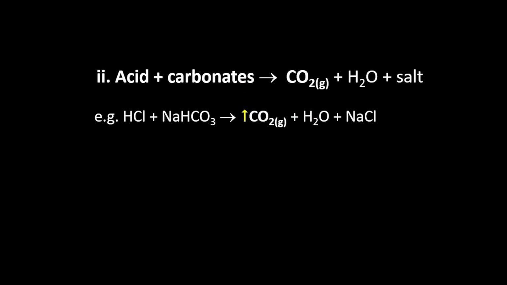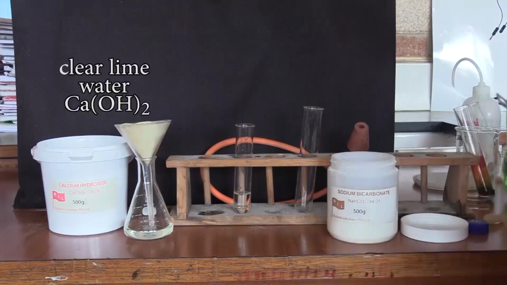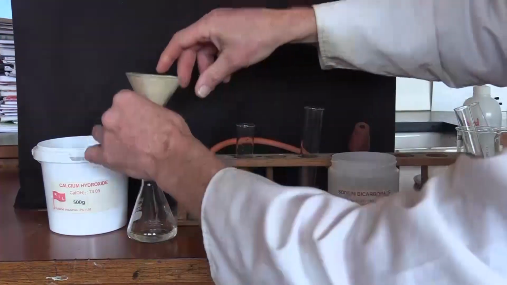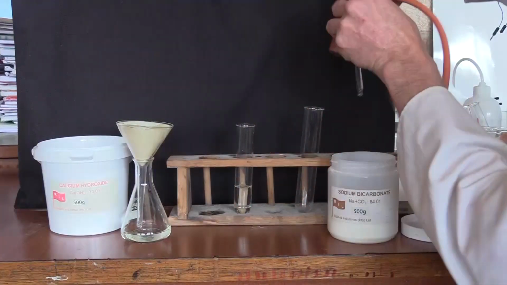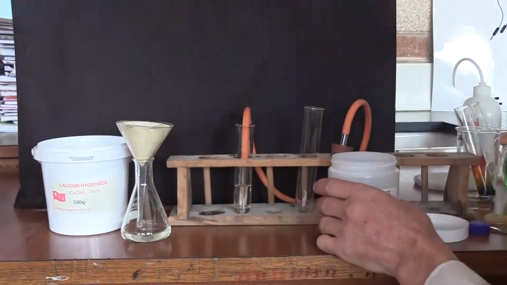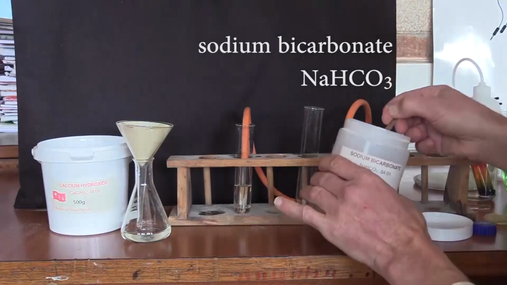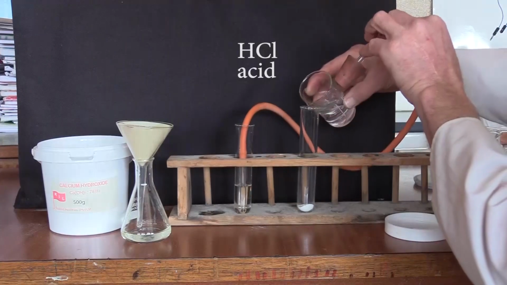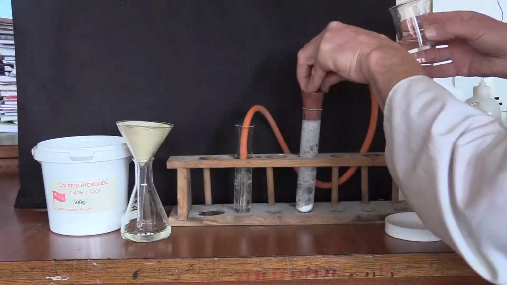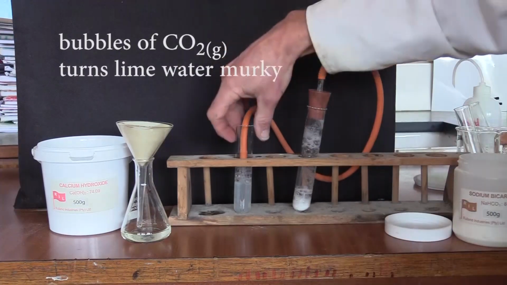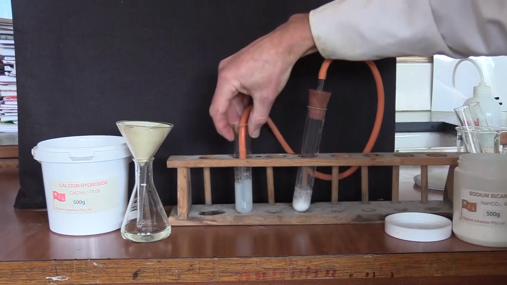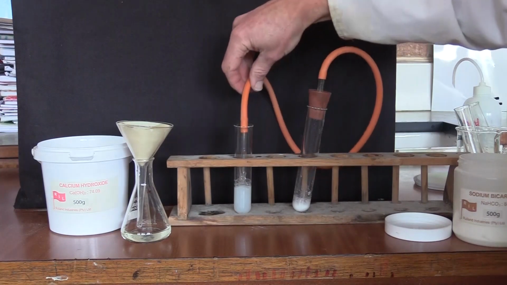Number 2, acid and carbonates make carbon dioxide, water, and a salt. An acid plus a carbonate makes carbon dioxide, a salt, and water. There we have some clear lime water. Here we have some bicarbonate of soda. We add some acid to the bicarb and we get bubbles of gas. We pass it through clear lime water. It goes that milky color, which is confirmation that the gas is carbon dioxide.